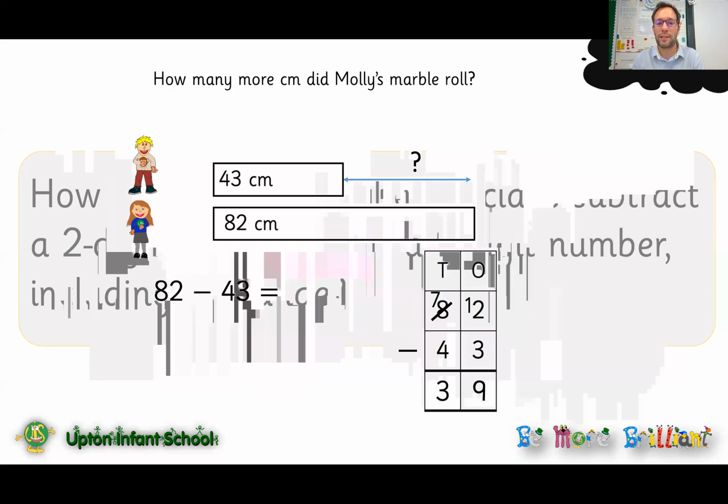How many more centimeters did Molly's marble roll? 39 centimeters.